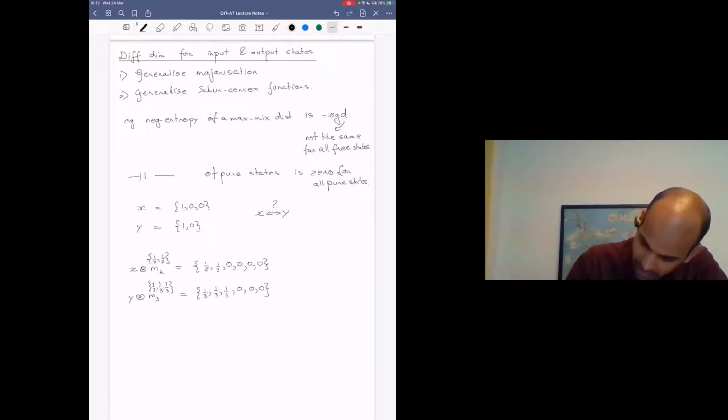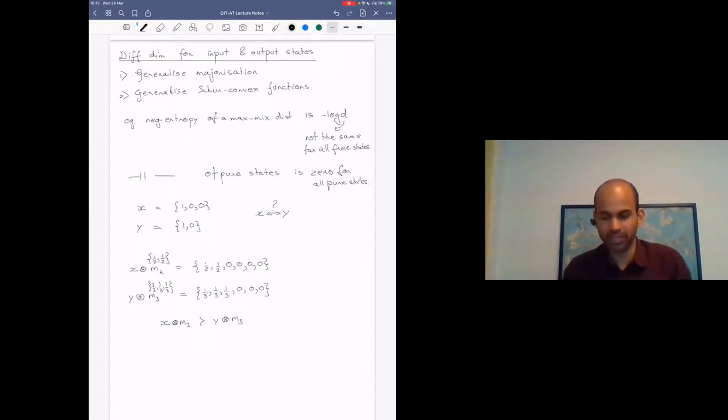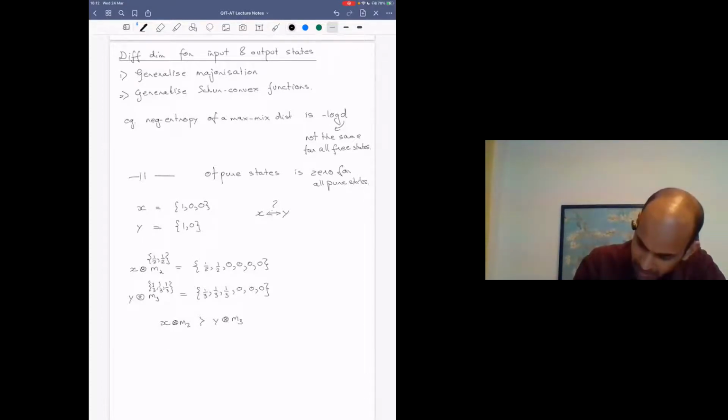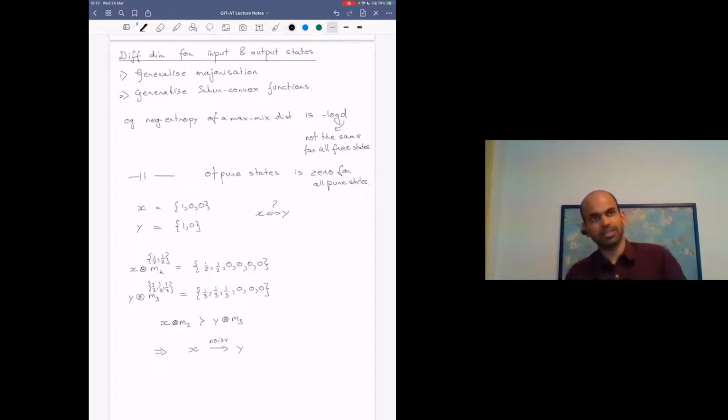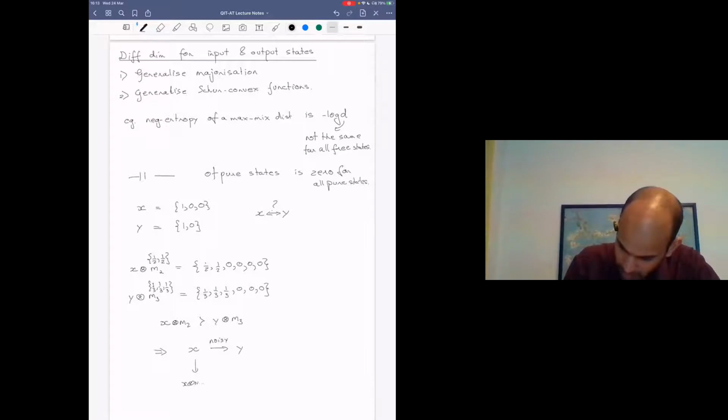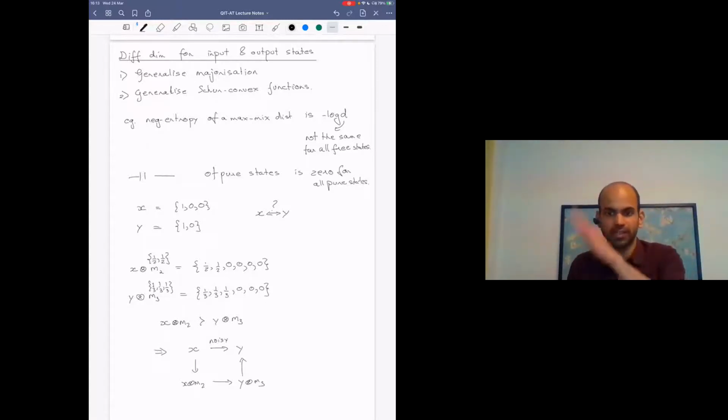And now we can definitely see that x tensored m2 majorizes y tensored m3, because these are now of the same dimension. So we know that we can go from x tensored m2 to y tensored m3, but this immediately implies that x can go via noisy transformation to y, because we can take x to x tensored m2, we can take x tensored m2 to y tensored m3, and we can take y tensored m3 back to y. Each one of these is a noisy transformation.